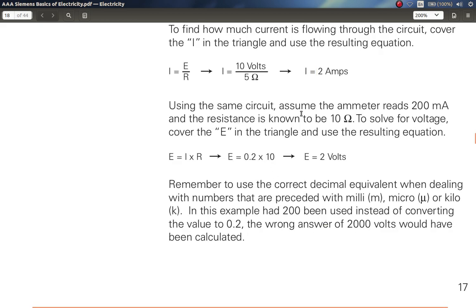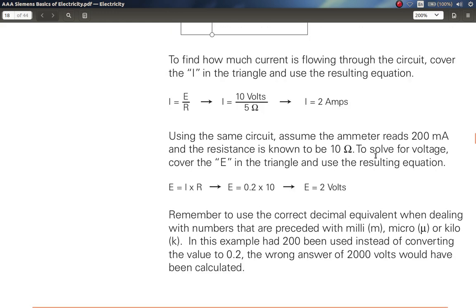Now using the same circuit, assume that the ammeter reads 200 milliamps and the resistance is known to be 10 ohms. So you have the current and you have the resistance. To solve for the voltage, cover E in the triangle and use the resulting equation. E is IR. 200 milliamps is the same as 0.2 amps. 0.2 times 10 is 2 volts.